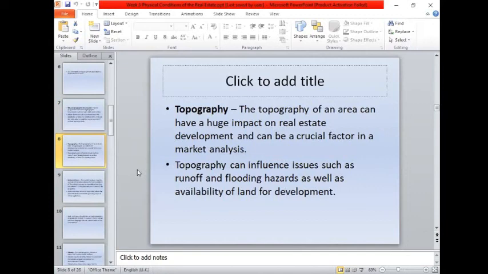Another is topography. Topography is the study of the surface of the land, and the study of the land and its surface. So this is also a physical condition or a physical factor to be considered in the value of the property, because this is a crucial factor to analyze our market, because the surface of the land, or the topography, also influences the hazards or calamity issues that affect the surface of the land.